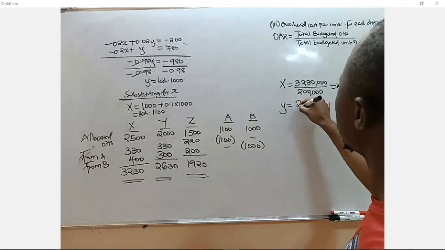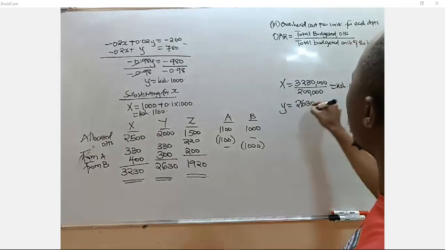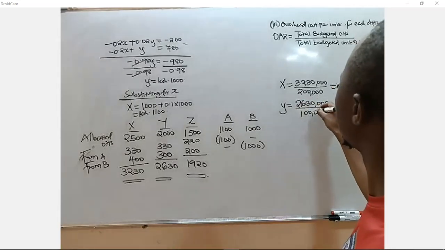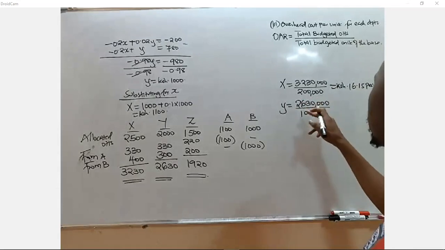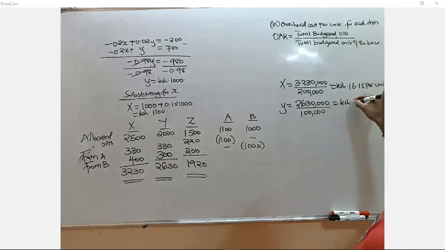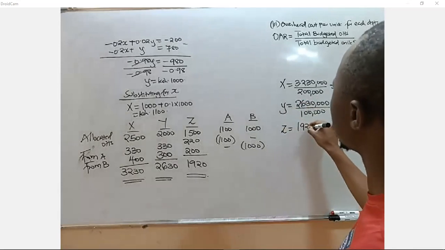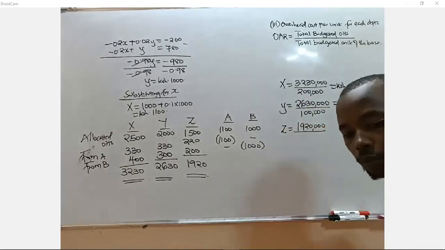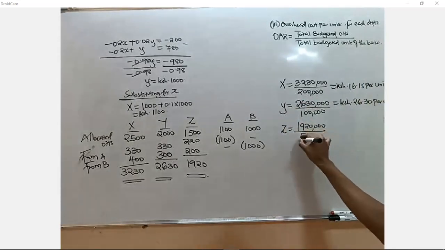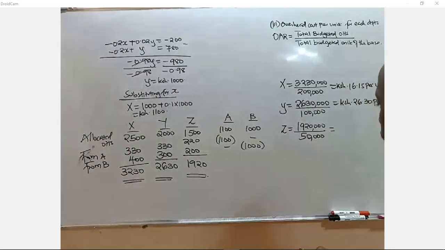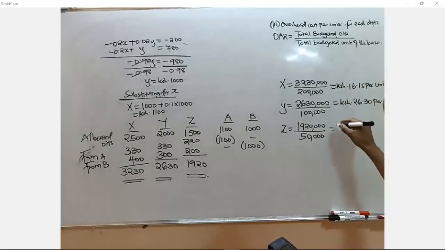Twende kwa Y now. Nimeallocate 2630. Divide by the number of units amenipea pale ni 100,000. So we get 26.30 per unit. Then we have Z now. Z ni 1920,000. The number of units ametupea pale ni 50,000. So it will be 1920 divided by 50, getting 38.40 per unit.